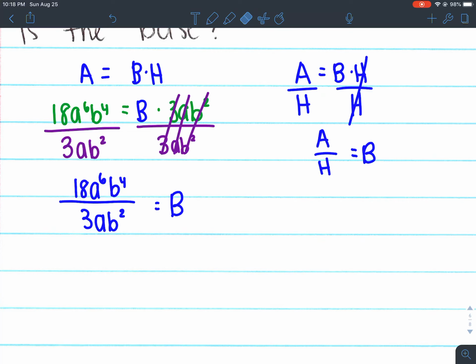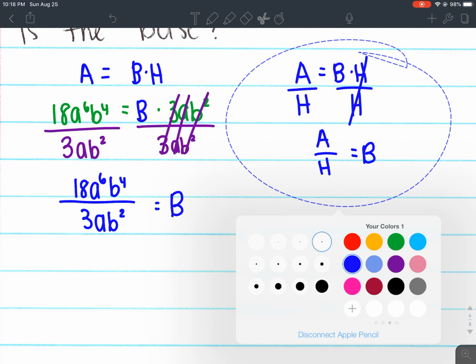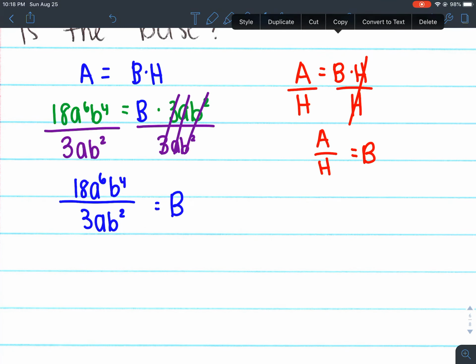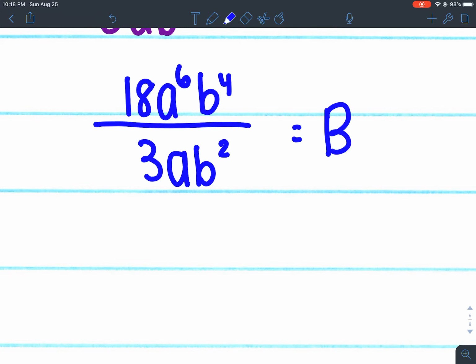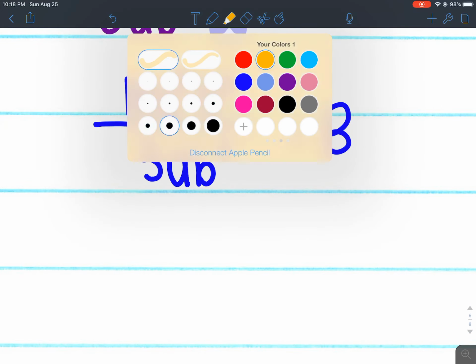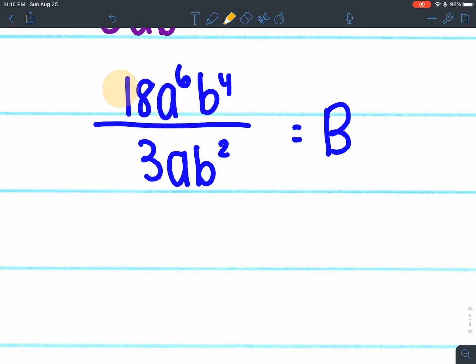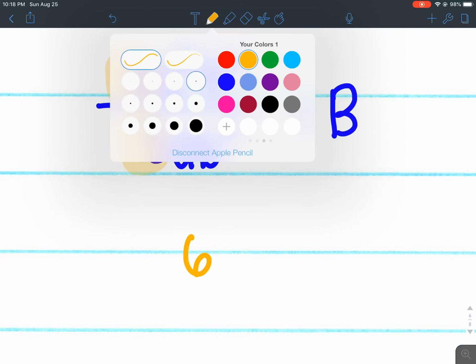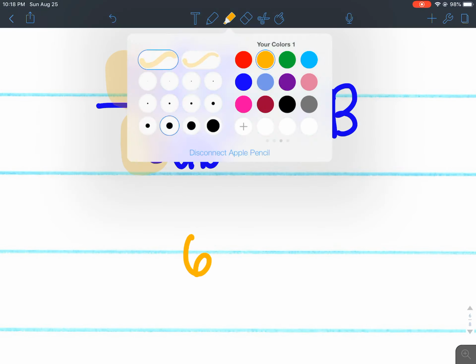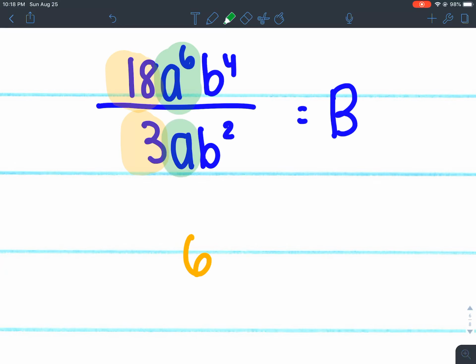So I'm actually going to make this a different color, just so that we know that's something else. But it is a different way you could do the problem. All right, here you're going to use the knowledge that you already know. I can divide my bases, 18 divided by 3, and that gives me 6 over 1. And then I have a to the 6th divided by a. That's going to be a to the 5th.